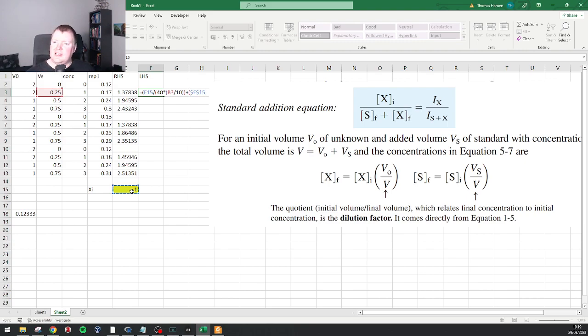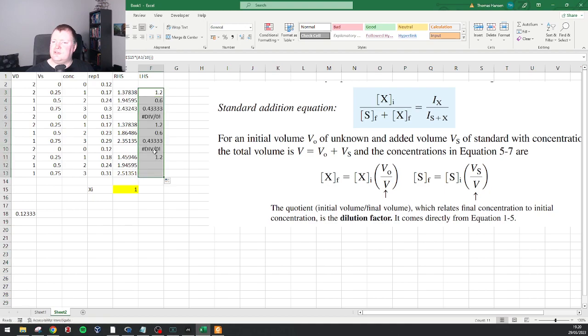Actually, I want to do it like that. Multiply it by V0, so that's the one I have over here, divided by my total volume, which is 10. And there we go. I just need to change one thing. I need this one to be fixed as well, because then I can just drag them down.